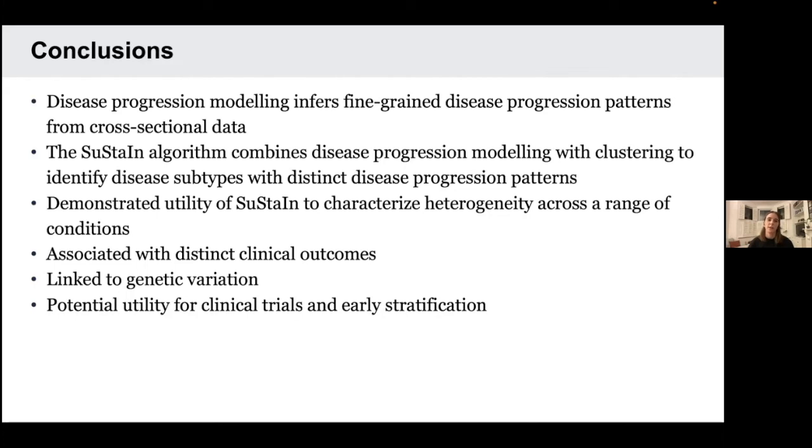To conclude, disease progression modeling infers fine-grained disease progression patterns from cross-sectional data. And the SuStaIn algorithm enables you to combine disease progression modeling with clustering to identify disease subtypes and their progression patterns. I've shown a range of results that demonstrate the utility of SuStaIn to characterize heterogeneity across a variety of conditions. And in particular, I've shown that heterogeneity can be linked to distinct clinical outcomes or genetic variation, as well as that SuStaIn could potentially have utility for clinical trials or early stratification of individuals.